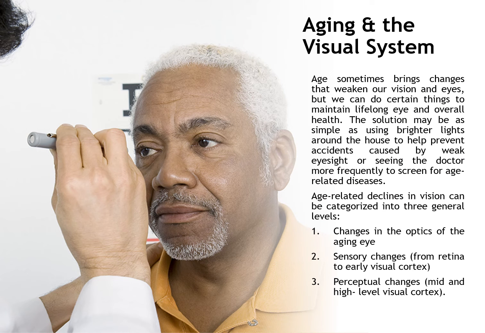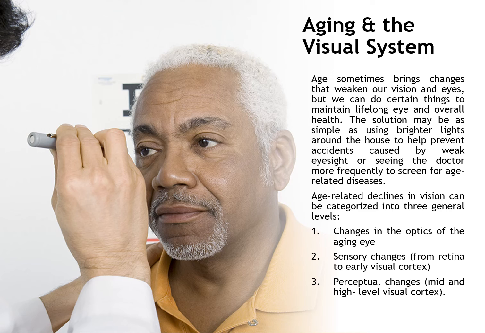Now let's take a look at aging and the visual system. Age sometimes brings changes that weaken our vision and eyes, but we can do certain things to maintain lifelong eye and overall health. The solution may be as simple as using brighter lights around the house to help prevent accidents caused by weak eyesight, or seeing the doctor more frequently to screen for age-related diseases.